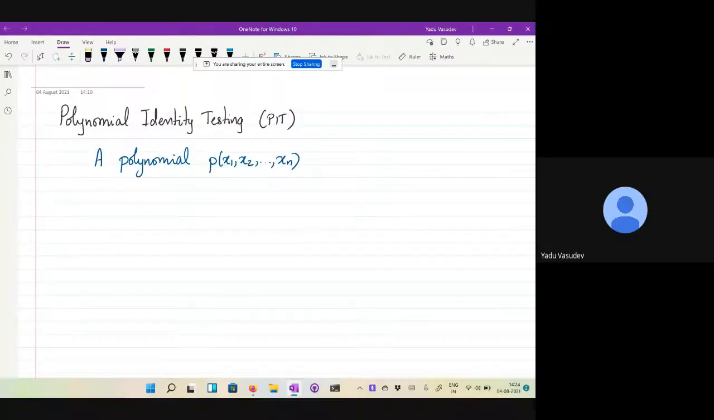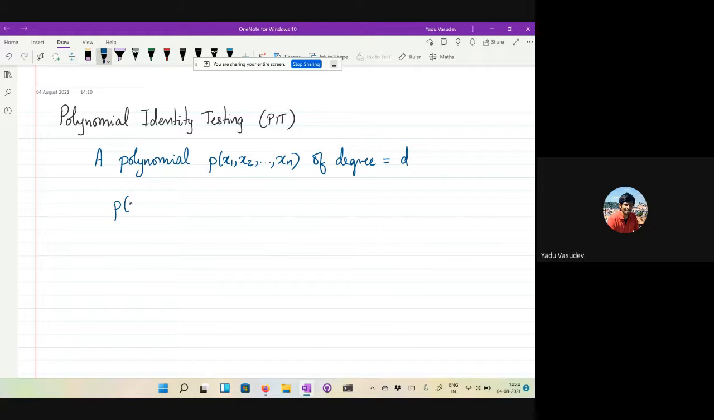So let's look at this case. You have a polynomial p of degree at most d, right? Degree equal to d. Okay, where the polynomial p, you can write it in the following way.